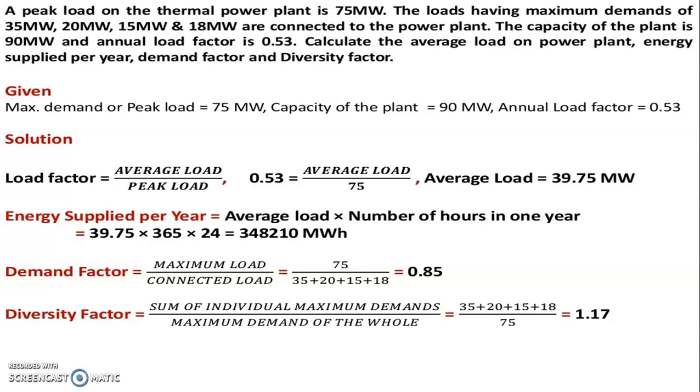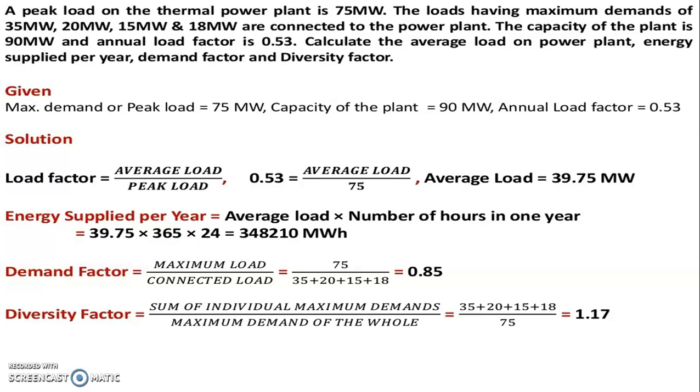Energy supplied per year is equal to average load into the number of hours in 1 year, which is equal to 39.75 into 365 days into 24 hours per day. So finally energy supplied per year we get 3,48,210 megawatt hour. Then demand factor.